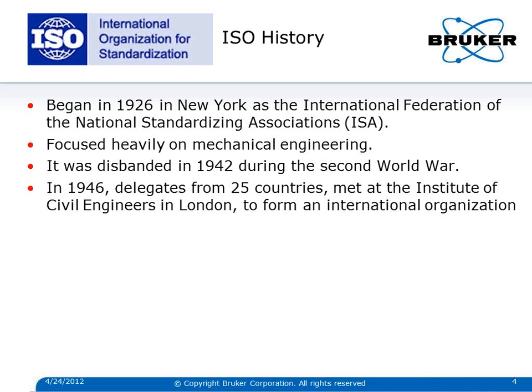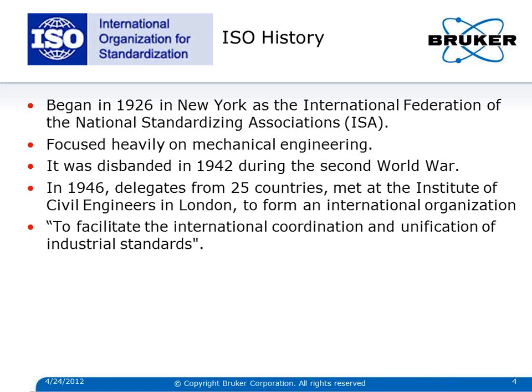in London at the Institute of Civil Engineers and created a new organization which was created, in quotation, to facilitate the international coordination and unification of industrial standards. So ASME originally came along and was more of a focus on the United States and Canada, and they started being adopted internationally. But people really realized that there needed to be more international standardization, not just in the United States, because even though the United States had standards, every country had different standards.